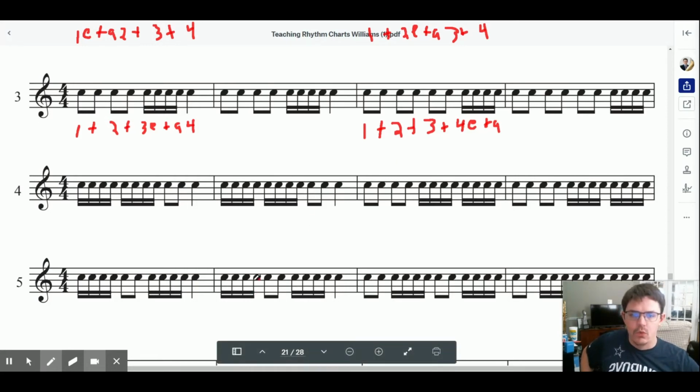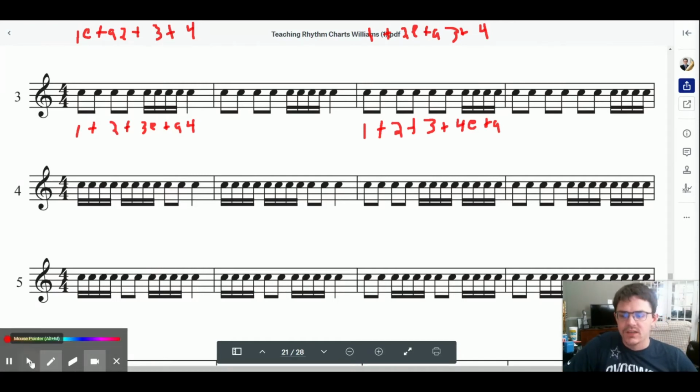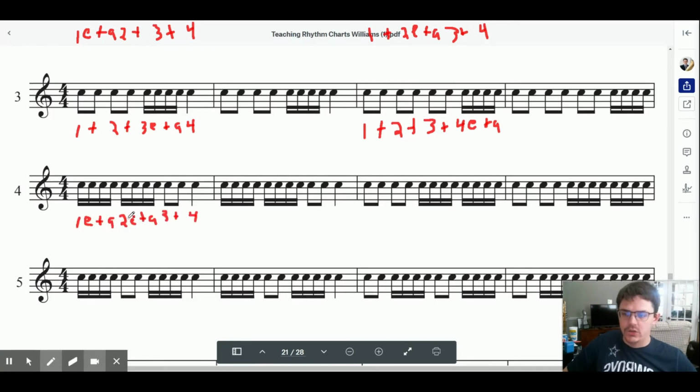Now we're going to put more 16th notes together. Take a couple seconds, write in your counting for the first measure of line 4. Alright, you should have 1 E and a, 2 E and a, 3 and 4. Because we have 8 16th notes, so that's 1 E and a, 2 E and a, 8th note, quarter note.